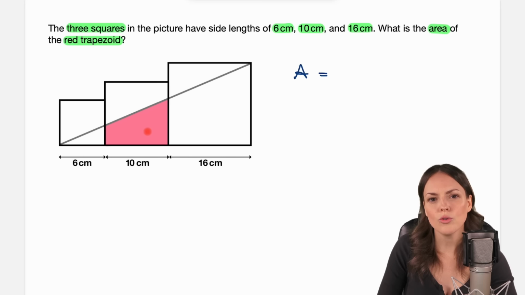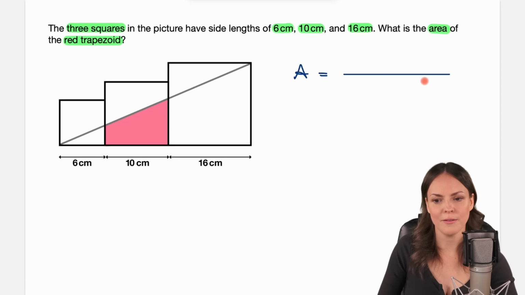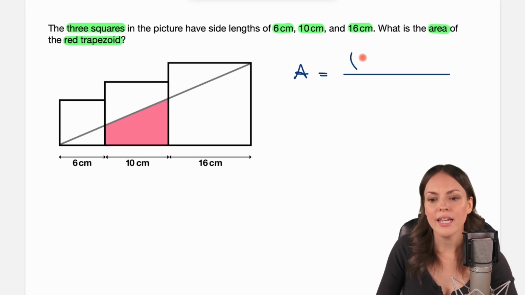And if you don't know the formula for the area of a trapezoid, you could also divide this trapezoid into a rectangle and a triangle. But I want to work with the formula for the area of a trapezoid here. It is a fraction. Here we have base 1 that is added to base 2. All of this is multiplied by the height and then divided by 2.